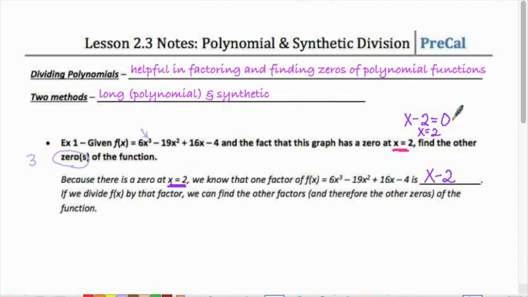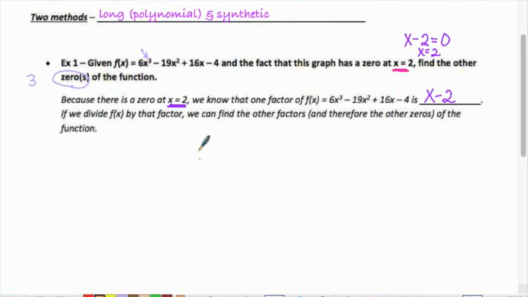So what we want to do now is, if we know one of the factors of this polynomial is x minus 2, we want to divide that x minus 2 out of this polynomial, and so we can figure out what's left. So if we divide f of x by the factor, we can find the other factors and therefore the other zeros of the function. So with this particular function, I am going to do it with long division to give you guys some examples for both. I do have two methods for long division. If you're familiar more with one than the other, I'm happy for you guys to use either method. I am going to give you examples with both.